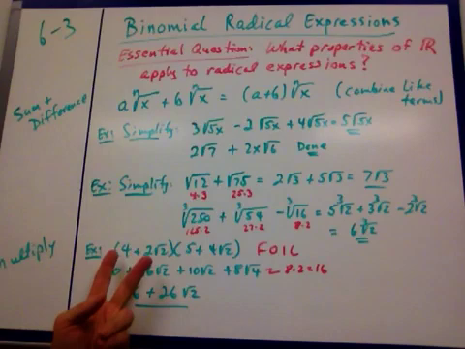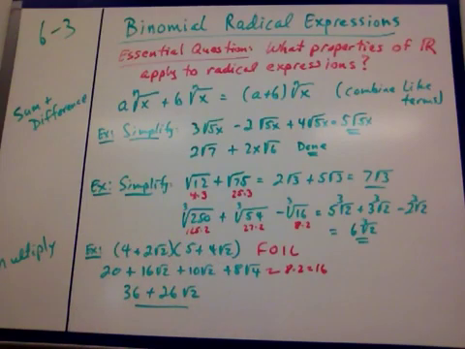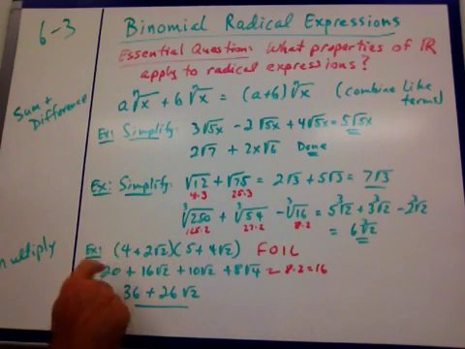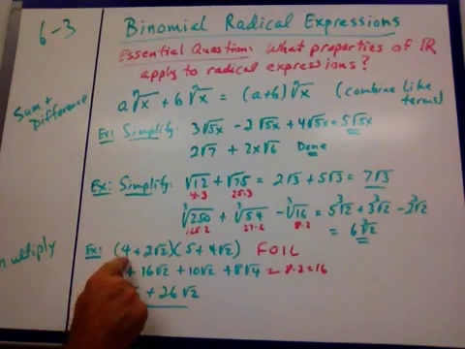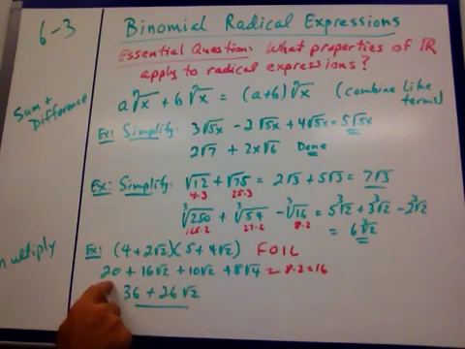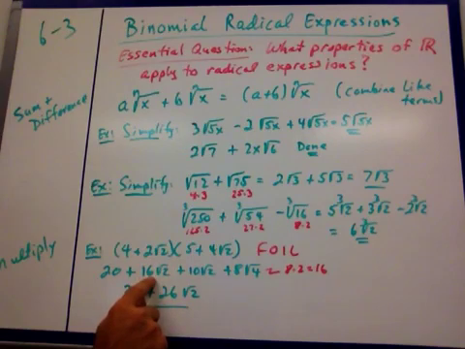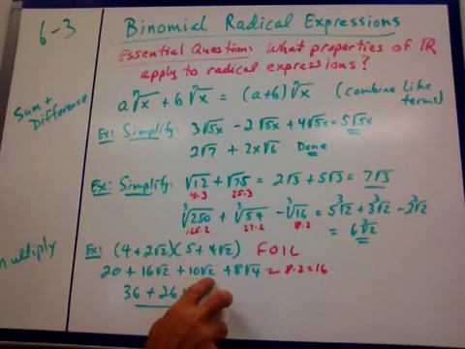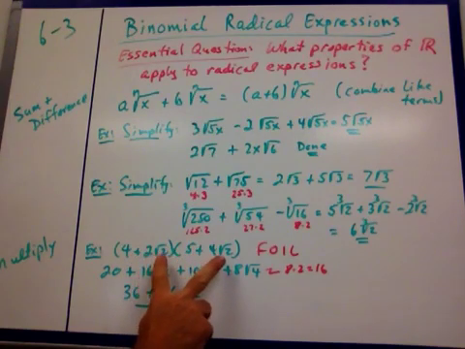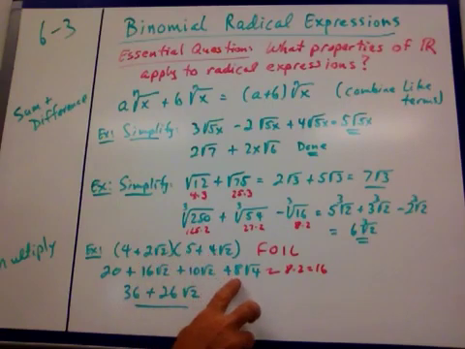Multiplying. You get two binomials, we FOIL them. Just like we always have. Be mindful when you multiply with the radicals. You multiply numbers outside with numbers outside. 4 times 5 is 20. 4 times 4 is 16 times the square root of 2. 2 times 5 is 10 times the square root of 2. And then my last terms, 2 times 4 is 8. 2 times 2 is the square root of 4.